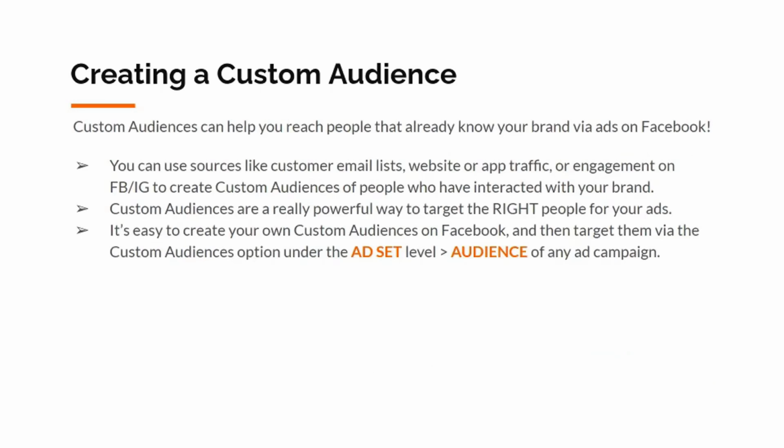Creating a custom audience. Custom audiences can help you reach people that already know your brand via ads on Facebook. You can use sources like customer email list, website traffic or app traffic, or engagement on Facebook and Instagram to create custom audiences of people who have interacted with your brand. Custom audiences are a really powerful way to target the right people for your ads. It's easy to create your own custom audiences on Facebook and then target them via the custom audiences option under the ad set level audience section of any new ad campaign creation.